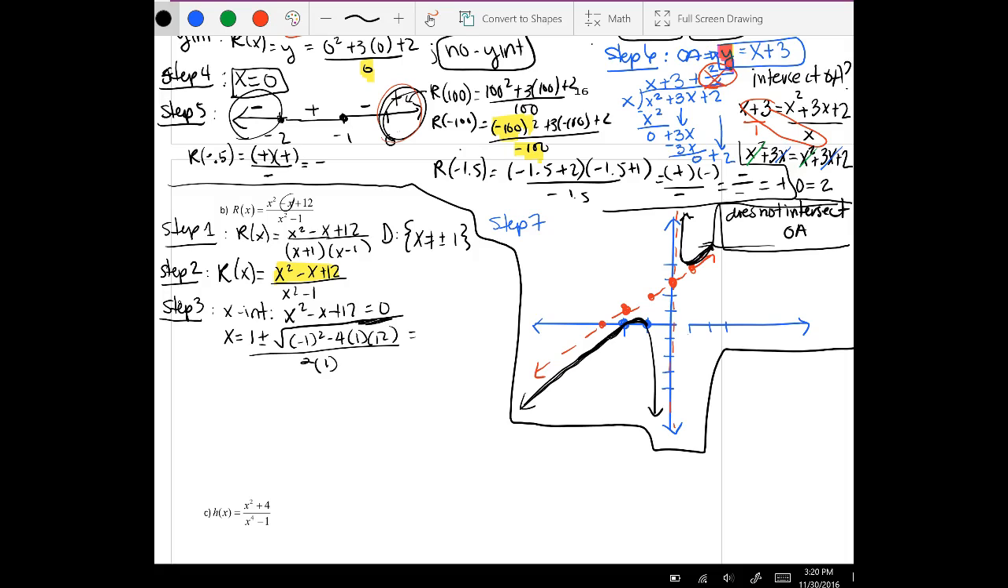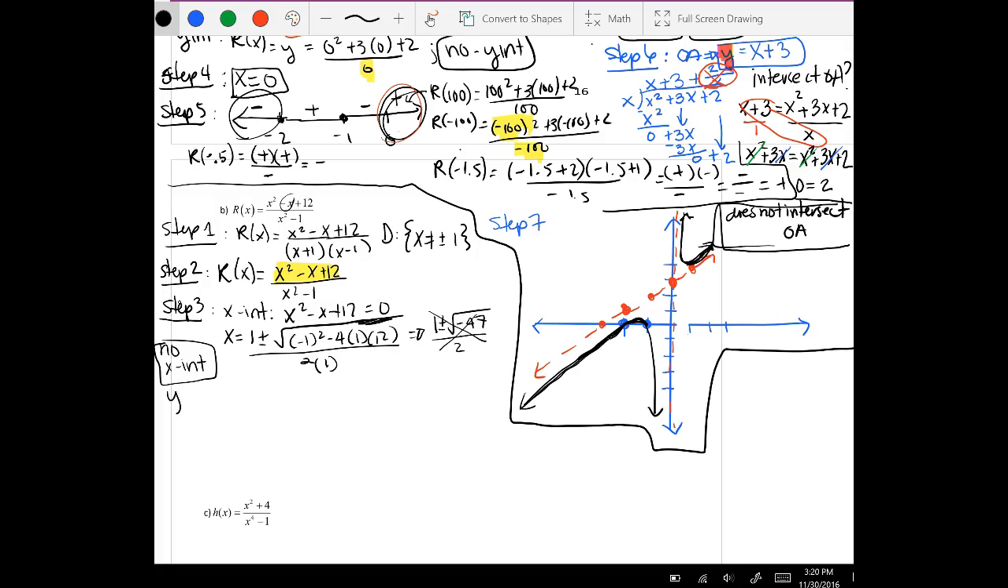Okay, so this is going to give me 1 plus or minus the square root of 1 minus 48, which is negative 47, all over 2. Well, it's a negative under the radical, so that's not possible. So we now know that there is no x-intercept. That means it would never cross over your x-axis, okay?